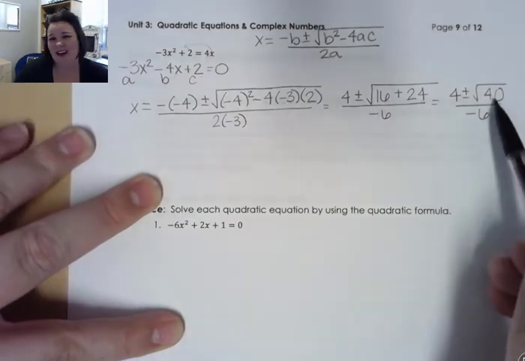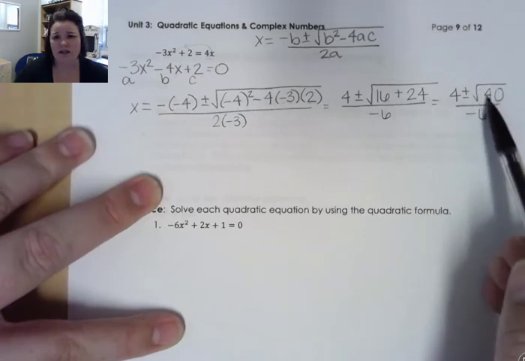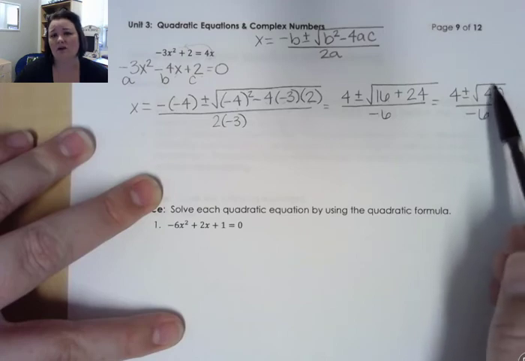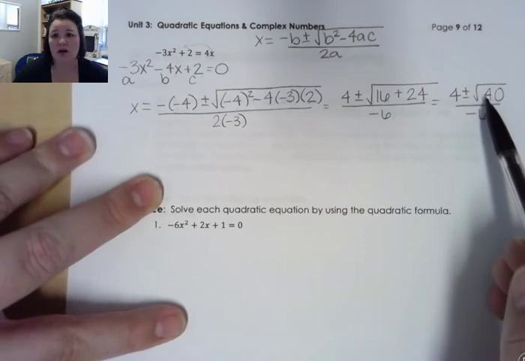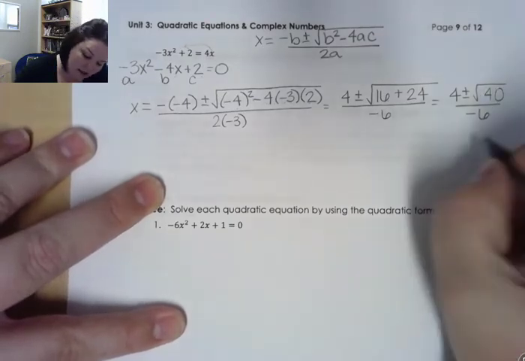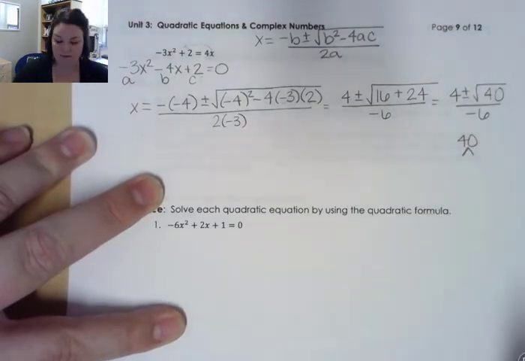Now 40 is not a perfect square, unfortunately. So if 40 is not a perfect square, I want to try to simplify this radical a little bit, okay? And remember, we can simplify radicals by taking out perfect squares from underneath them, right? Or looking for two copies of a number underneath it. So I'm going to come down here below and just look at 40 and see if I can prime factor it a little bit, okay?